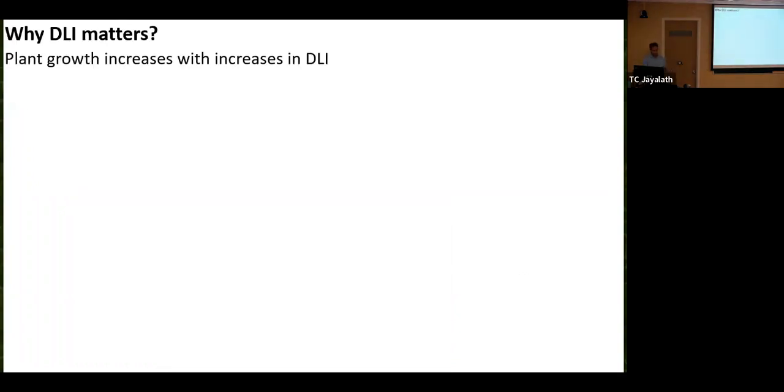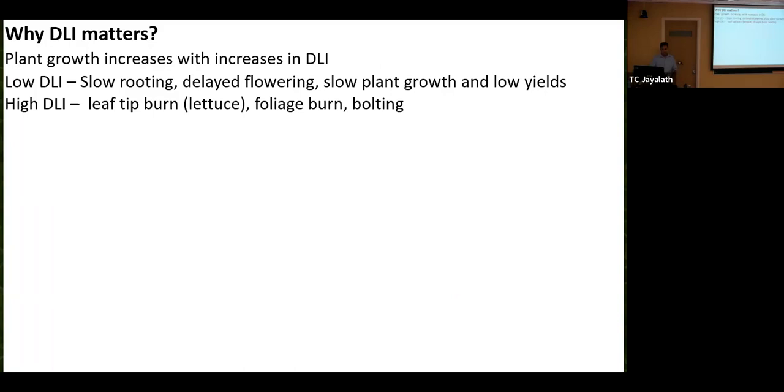So why does this DLI matter? Plant growth increases with providing more DLI, providing more light. But having no light, plants can have slow rooting, delayed flowering, slow plant growth, and ultimately lower yield. Also, by providing more DLI, plants can have tip burn, that is the burning symptoms on growing tissues, young leaves, and foliage burn, and also bolting. Bolting is early flowering before we want, like lettuce, sometimes you see flowers coming up. We don't want flowers on lettuce, right? So just like that, we need to make sure we provide the right DLI for the right plant.